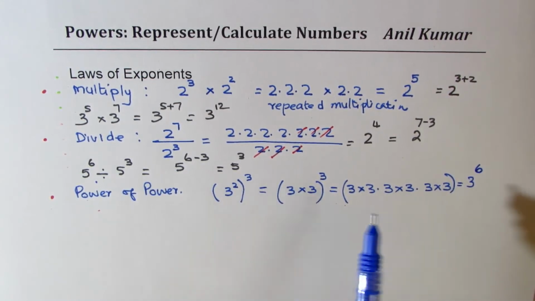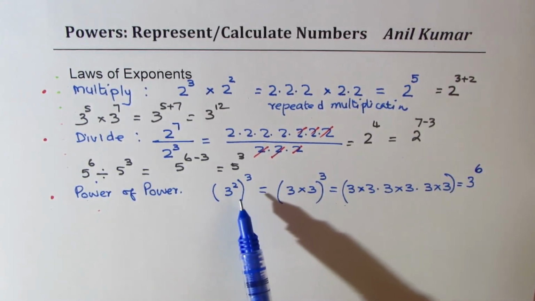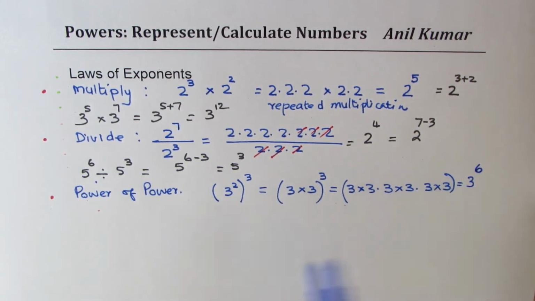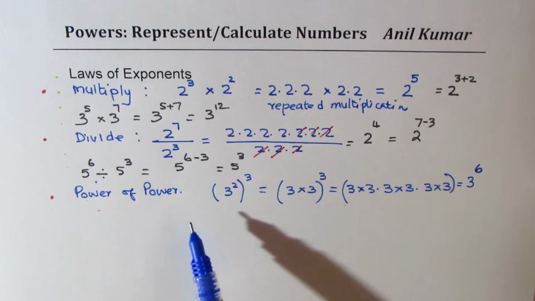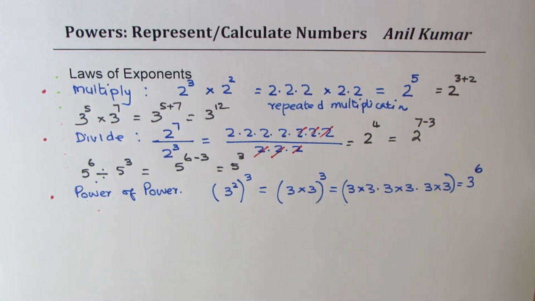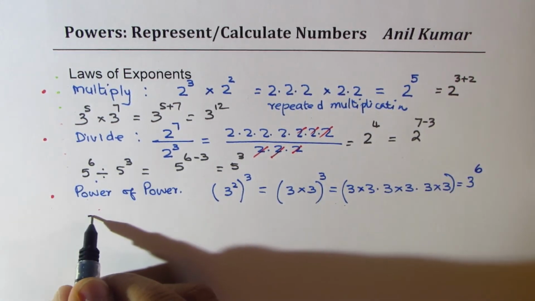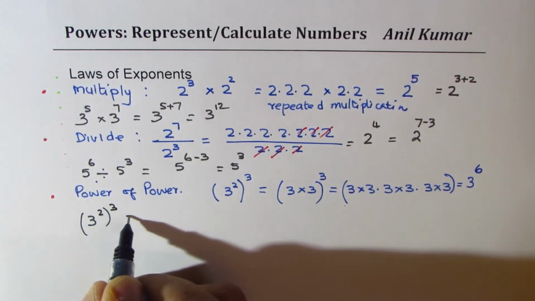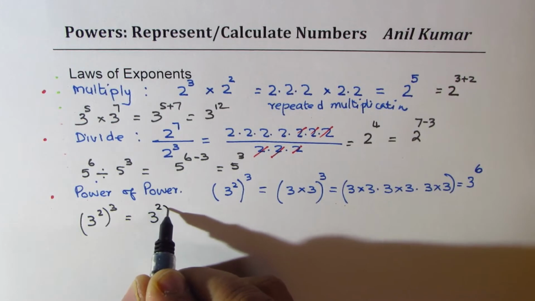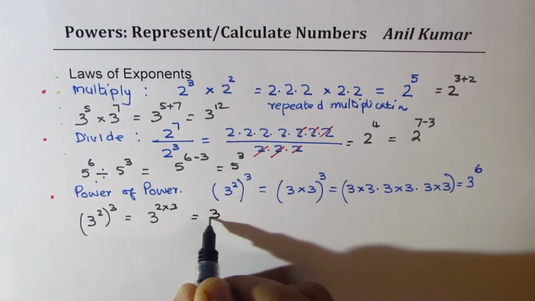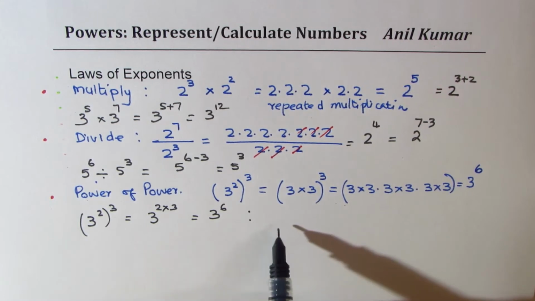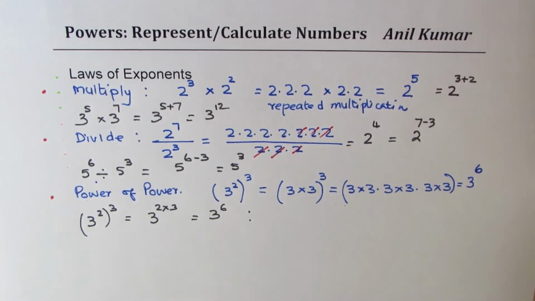Well, now can you guess what kind of rule we applied? Well, in this case, we multiplied 2 and 3 to get 6. You get an idea, right? So we could write this rule as: if I have 3 to the power of 2, to the power of 3, it should be equal to 3 to the power of 2 times 3, which is 3 to the power of 6. Now for you, here is your test question.